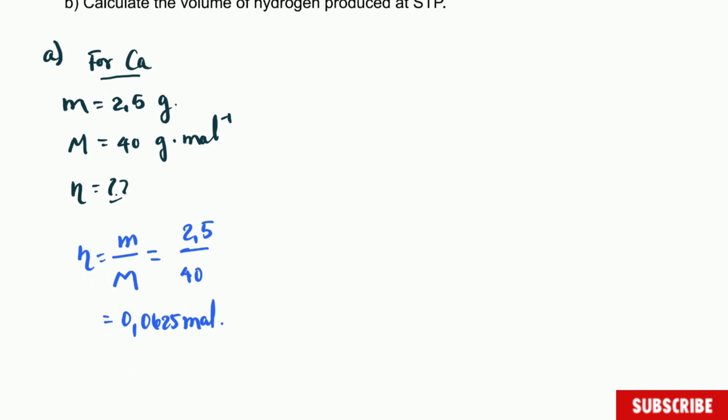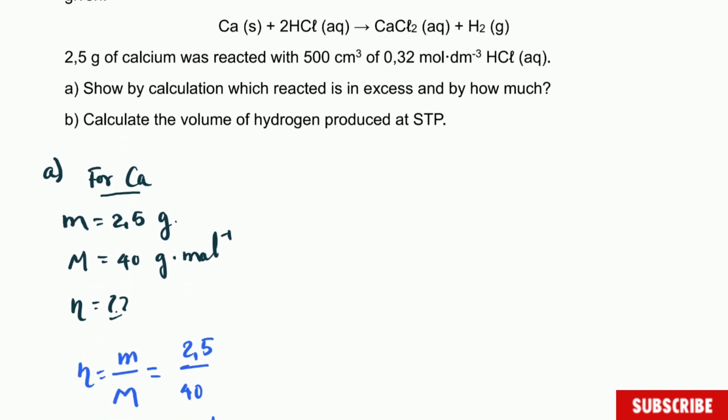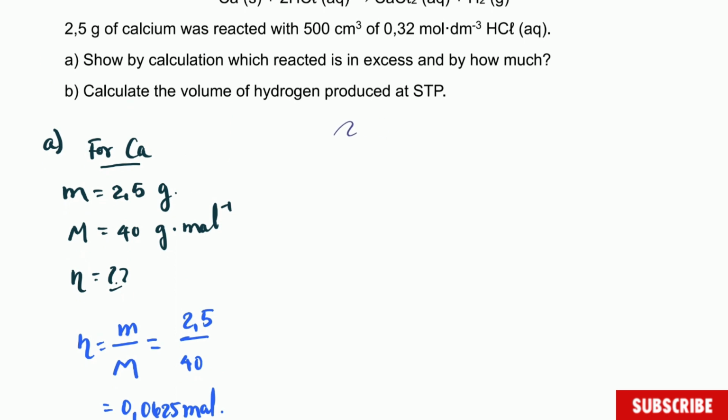Now we have to do the same for the other reactant, which is the hydrochloric acid. So I'm going to write here, very organized, for HCl, and everything I'm going to do here is for HCl. Now what do I have? I have the volume, which is 500 cubic centimeters.